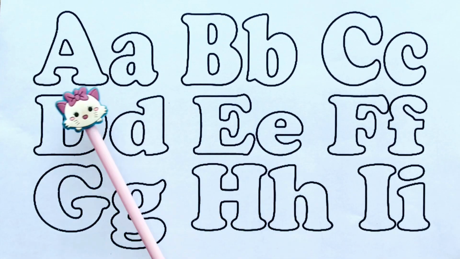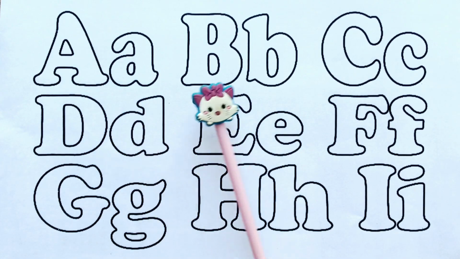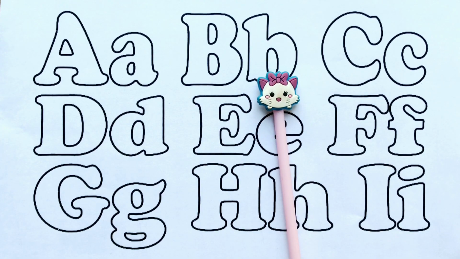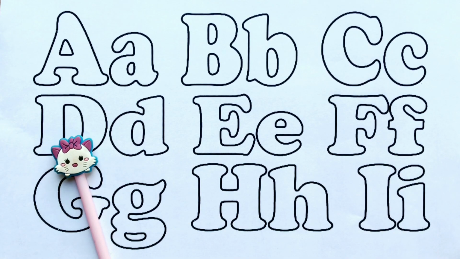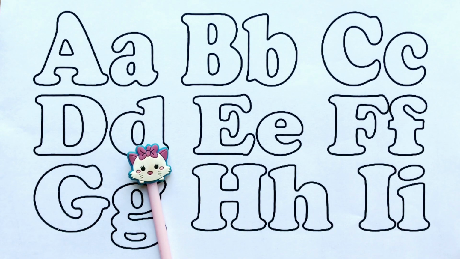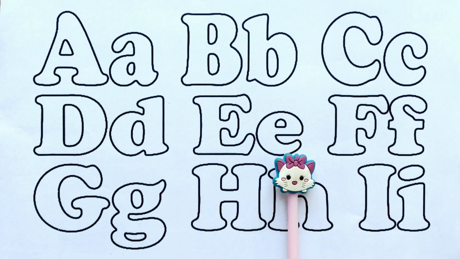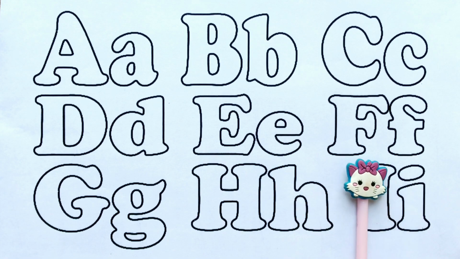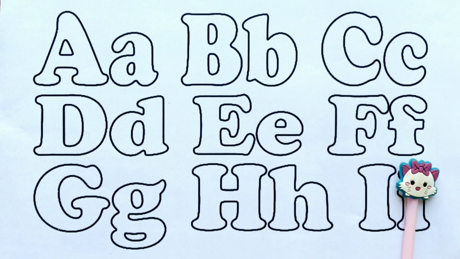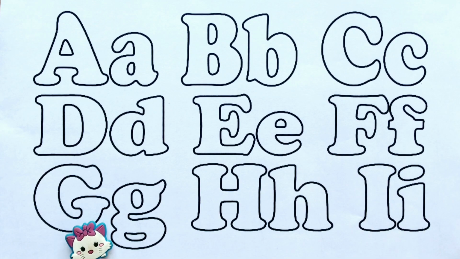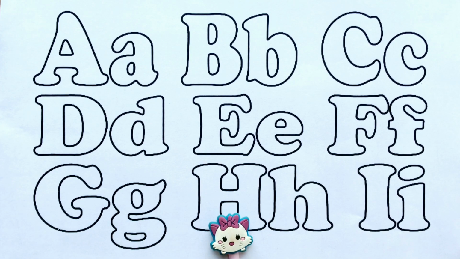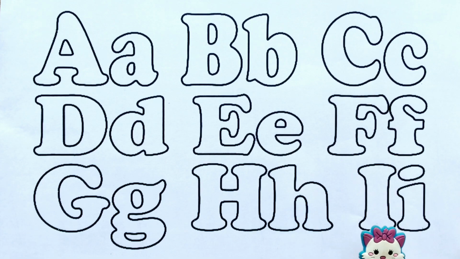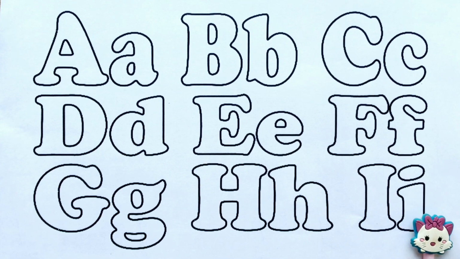Learn uppercase letter A, lowercase letter a, uppercase letter B, lowercase letter b, uppercase letter C, lowercase letter c, uppercase letter D, lowercase letter d, uppercase letter E, lowercase letter e, uppercase letter F, lowercase letter f, uppercase letter G, lowercase letter g, uppercase letter H, and lowercase letter h, uppercase letter I, and lowercase letter i. Let's paint.